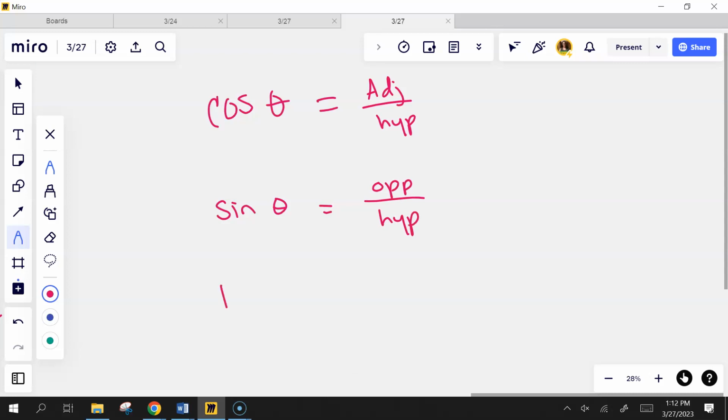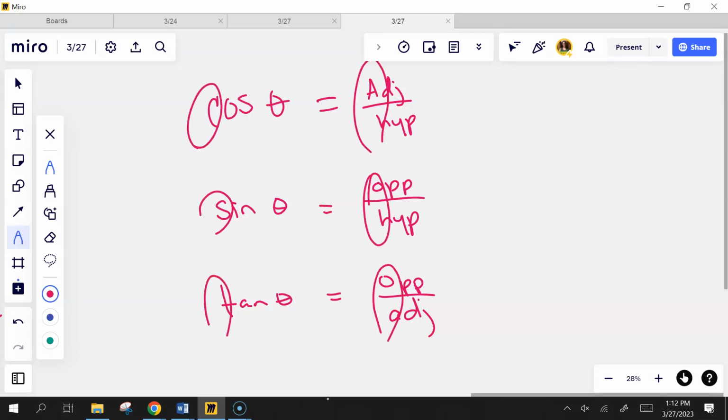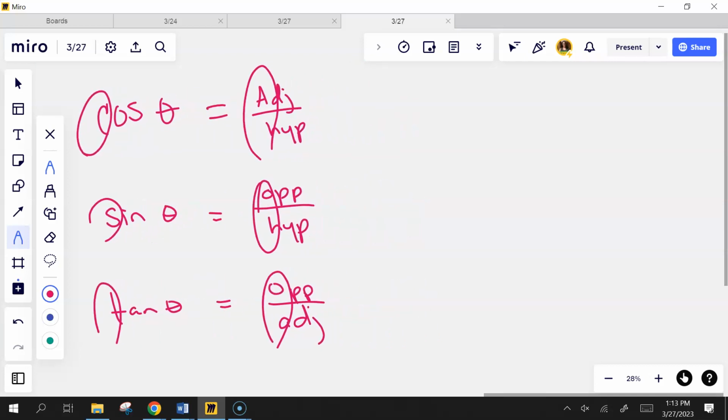Because I'm going to tie it into something else. But if you remember SOHCAHTOA, that's what it's for. Now, technically, you should have been introduced to these three functions in geometry. Oh, we were not. We were, yeah. I was kind of sad.